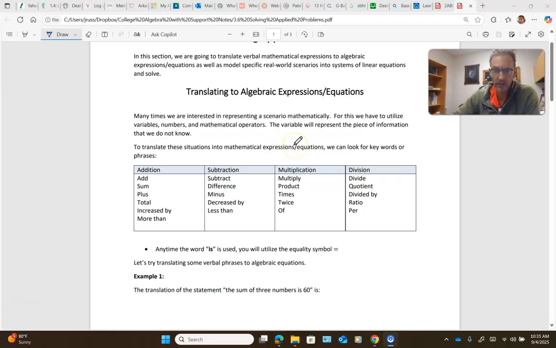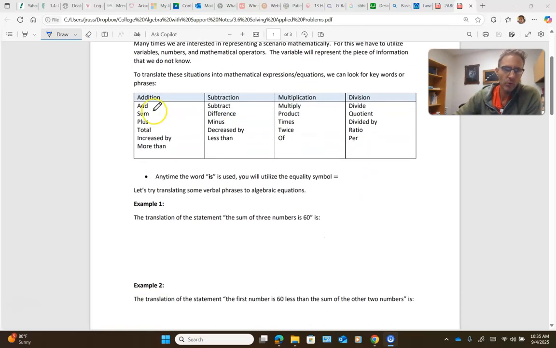And then we'll need to try to translate. We'll be given information verbally, or in other words, in written form, and we'll have to translate that to mathematical statements. Some words that connote addition are going to be add, sum, S-U-M, plus, total, increased by, more than. All of these are going to connote or indicate that we use the addition operator.